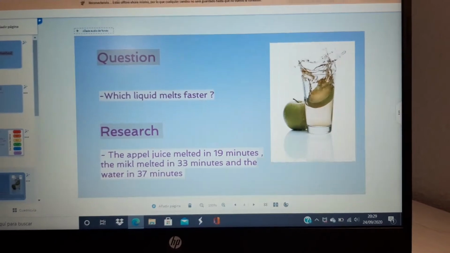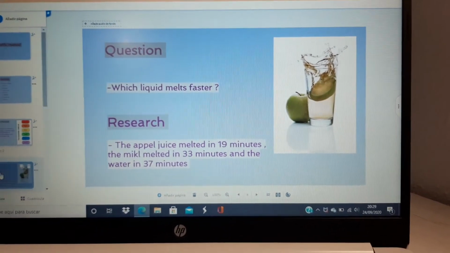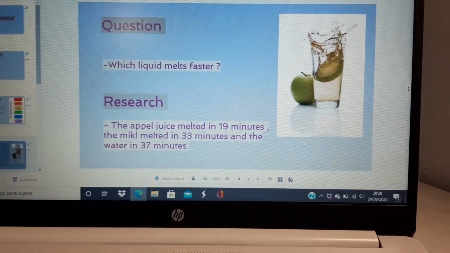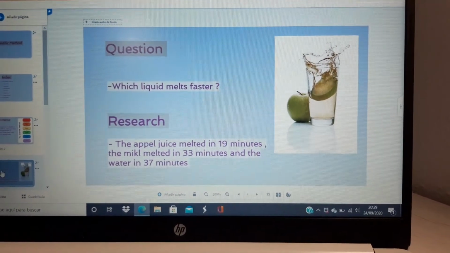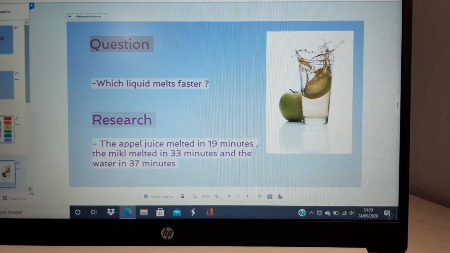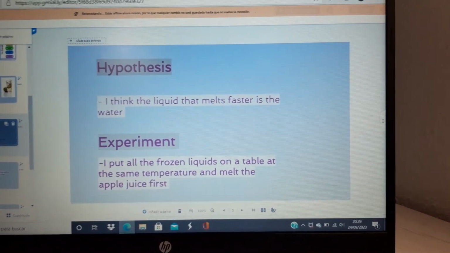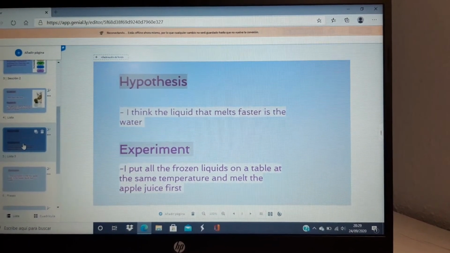The question: which liquid melts faster? Research: the apple juice melts in 19 minutes, the milk melts in 33 minutes, and the water in 37. Hypothesis: I think the liquid that melts faster is the water.